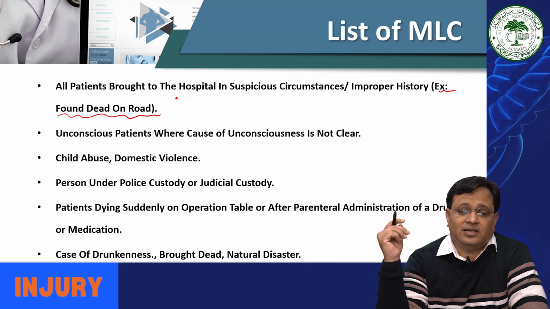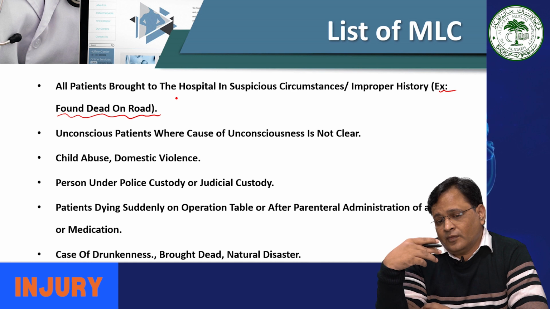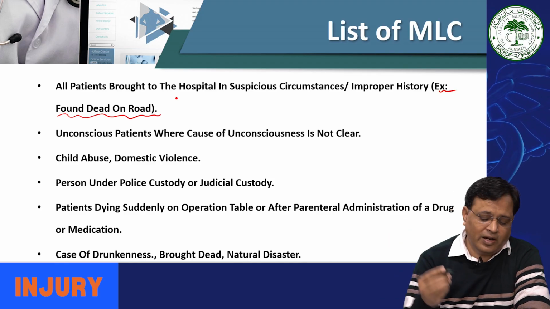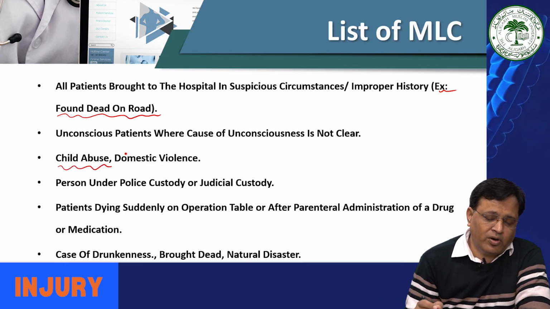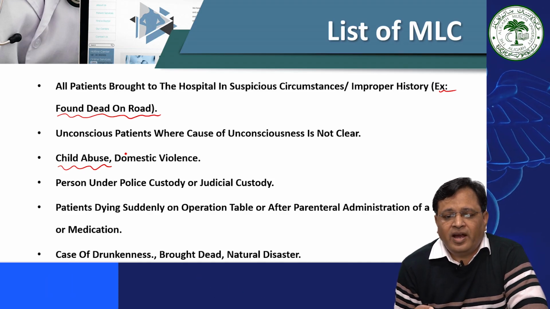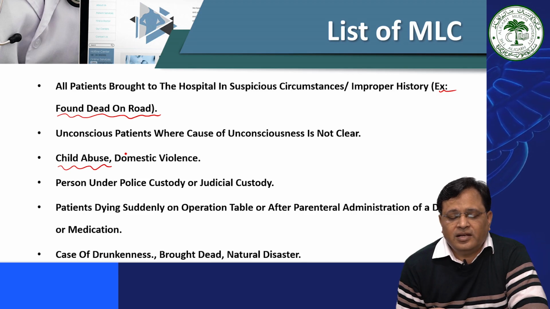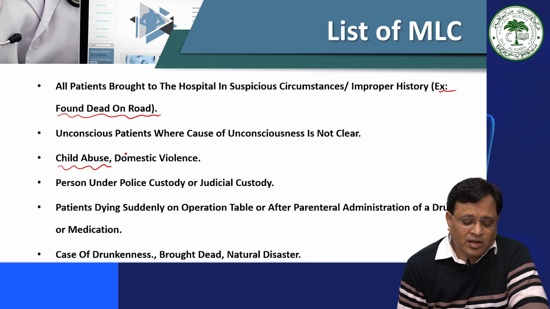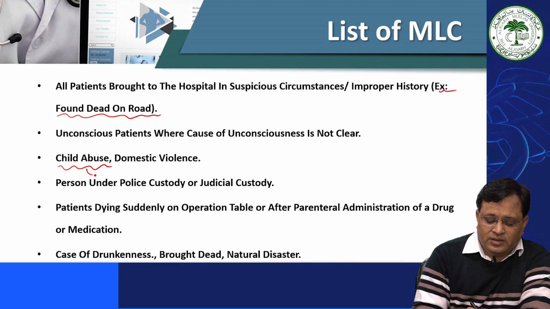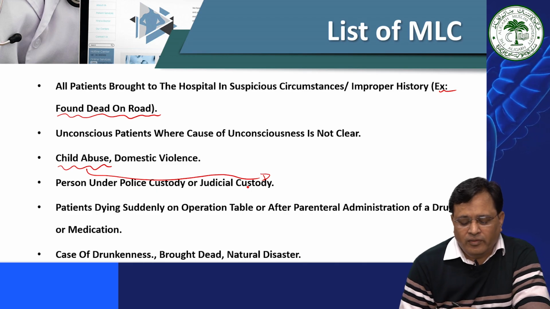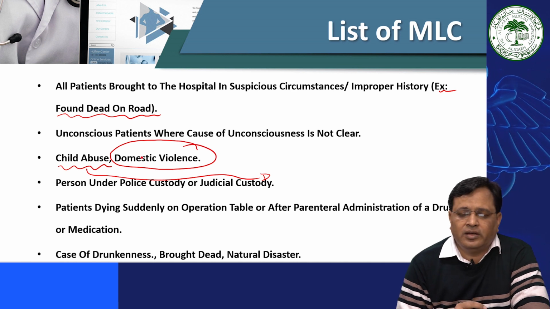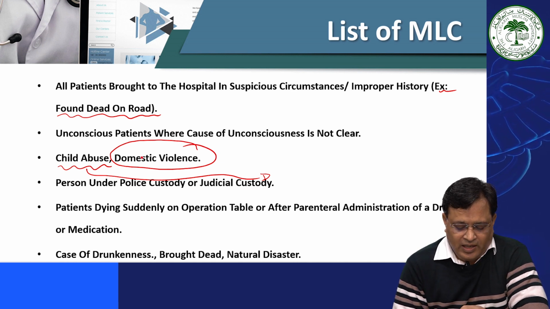Then we should consider it as a case of medical legal importance. Child abuse: if a child is brought to the hospital for treatment, but during examination we find that the child is a case of child abuse, or chronic child abuse, then we should report it to the authorities, because it is a crime and we should not hide it. Domestic violence, we should take that case as a medical legal case.